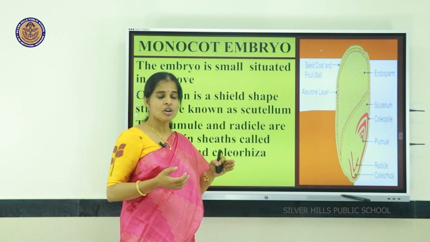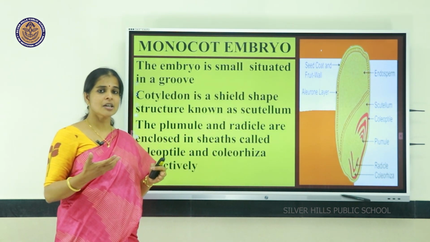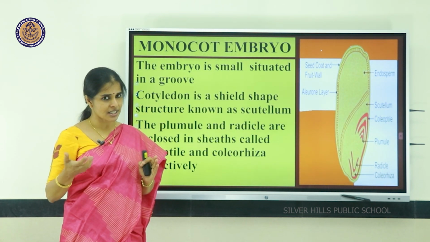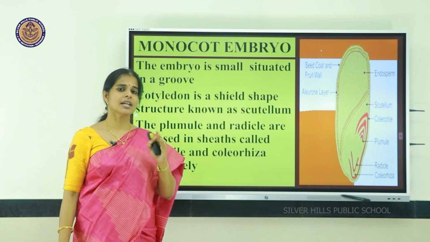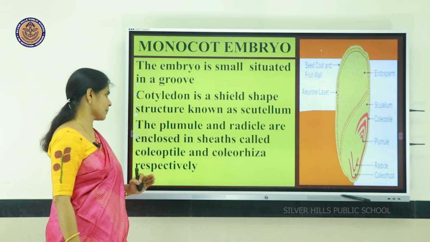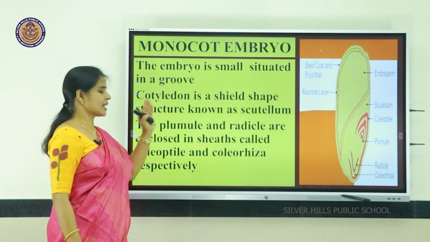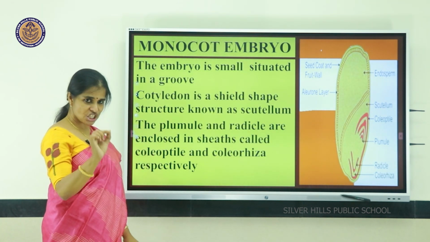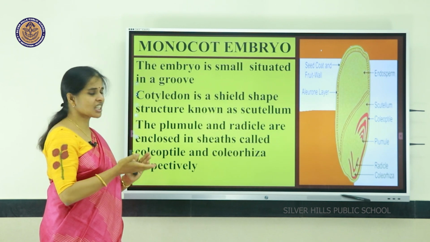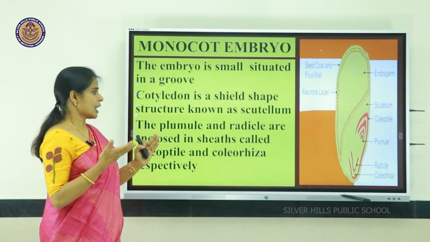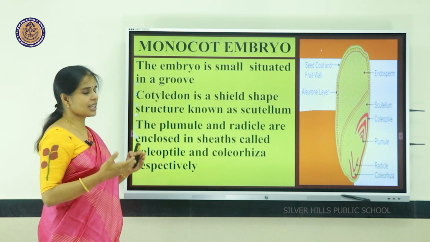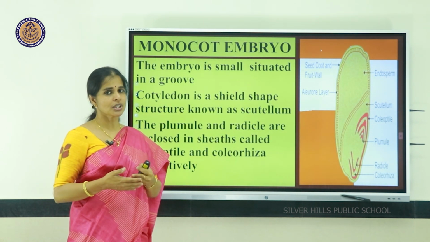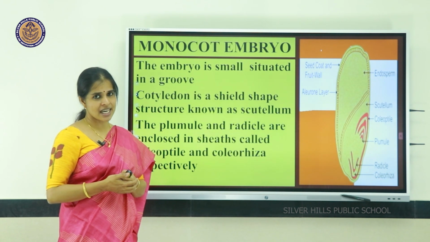Now, on its course of development, what is normally formed in the embryo? One part develops into radicle, that is the root system. The other part, plumule, develops into the shoot system. Both plumule and radicle are enclosed in a sheath-like structure. A protective sheath is present for both. The protective sheath for the plumule is known as coleoptile and the protective sheath for the root is known as coleorhiza.